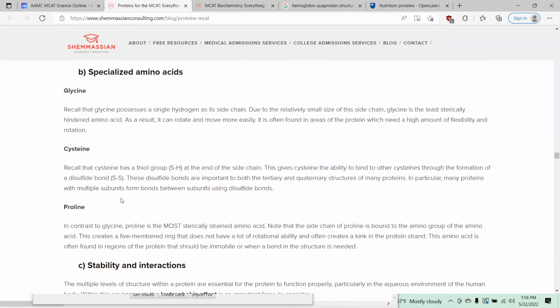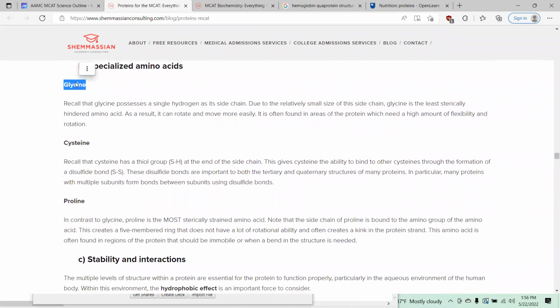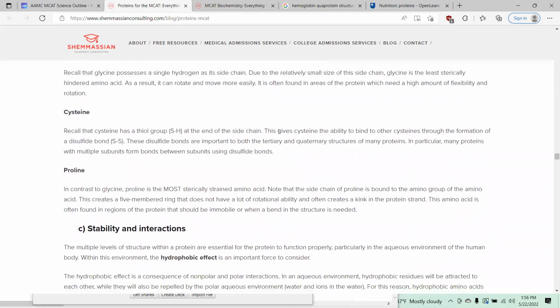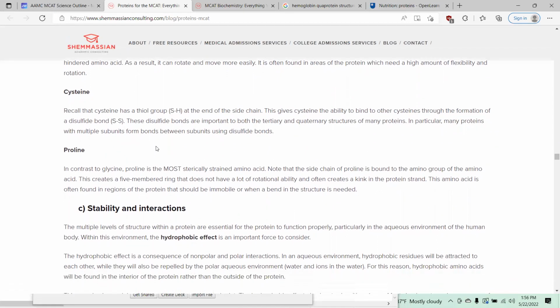Now, special amino acids. Glycine is special because it's not chiral. It has 2 hydrogens, meaning that one of the R groups is a hydrogen. Because of this, and because it's very small, it's very flexible. The hydrogen is not a very bulky atom, and you would find it a lot in alpha helices that need the flexibility. Cysteines are the ones that bind to other cysteines, and that lets them form disulfide bonds.